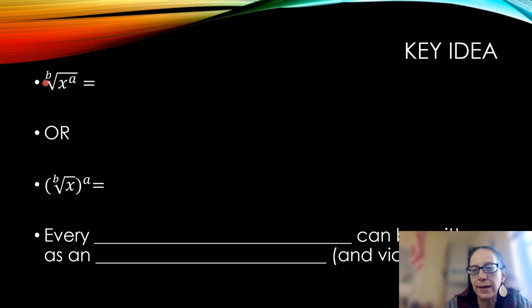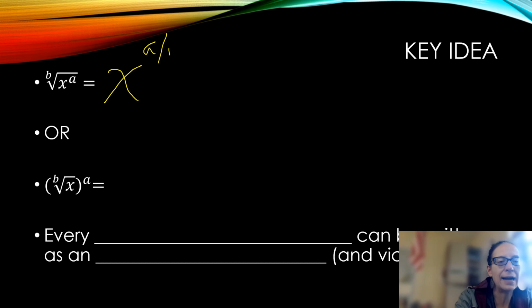Now, we already explored this in the little intro activity. We know that the index seems to correspond with the denominator of the exponent. So this can be written as x to the a over b. The exponent becomes the numerator and the index becomes the denominator, regardless of size. Notice it doesn't necessarily have to be a proper fraction. It could be improper. If it's an improper fraction, we might have some other stuff going on, but that's not part of the definition.